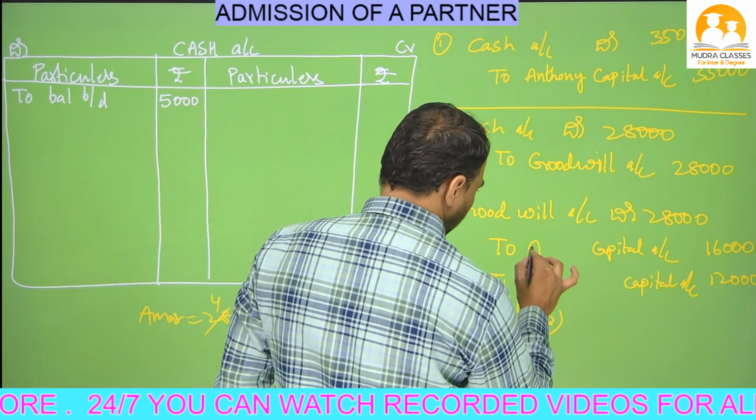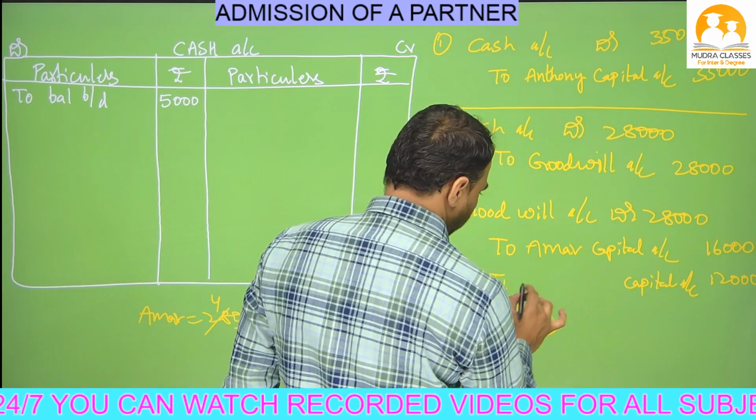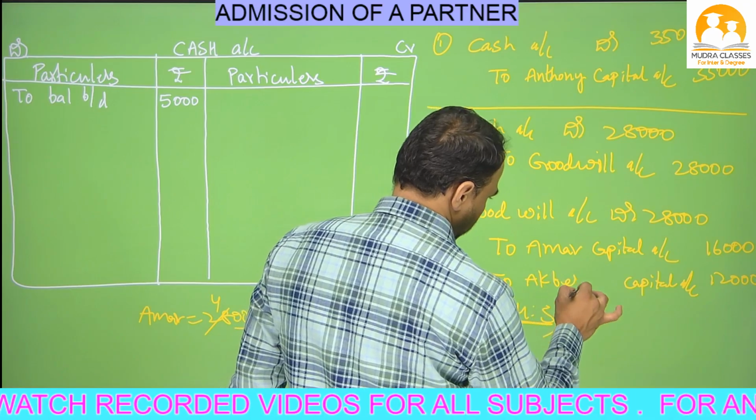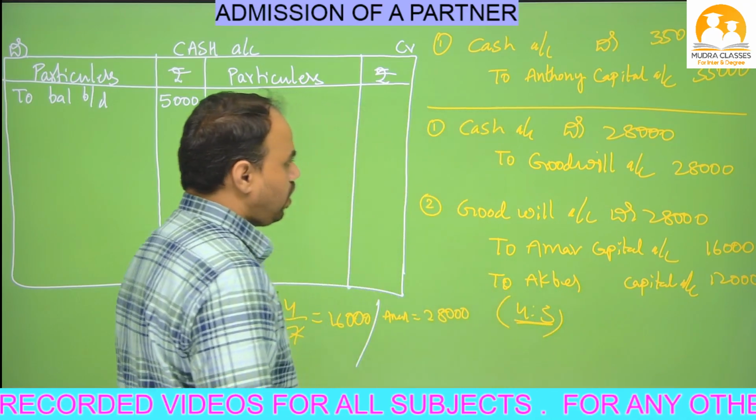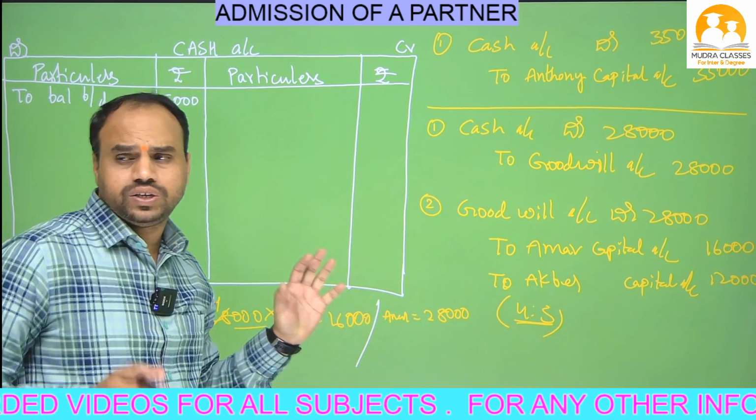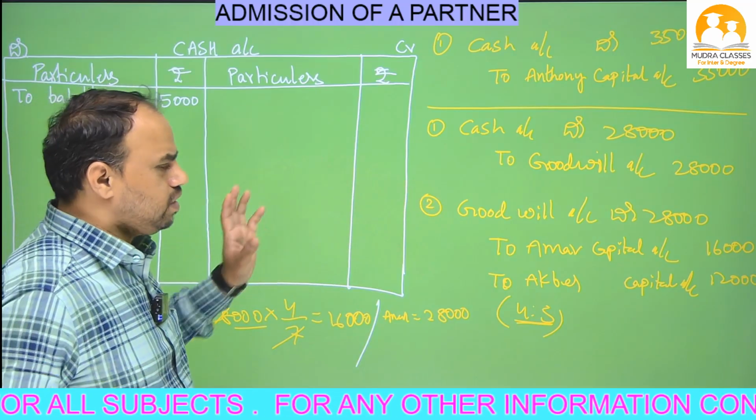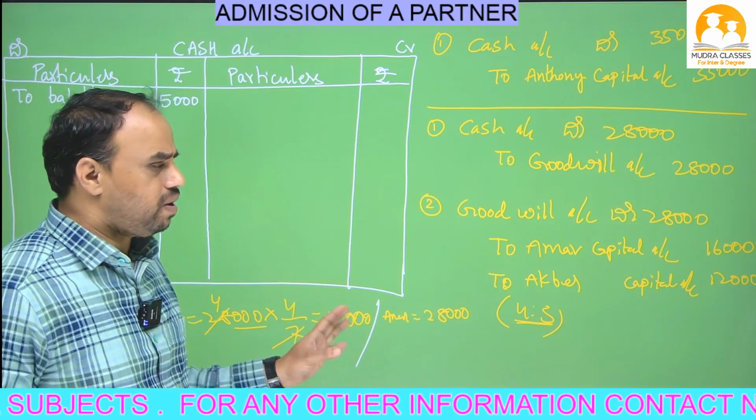So, to Amar capital and to Akbar capital. Okay, right. So now these three journal entries we have to post into the ledger account so that the problem will finish. ఈ three journal entries accounts లో పోస్టింగ్ చేస్తే ప్రాబ్లం కంప్లీట్ అయిపోతుంది.